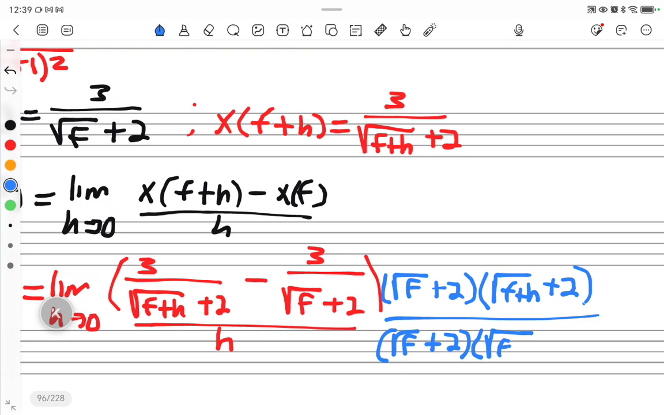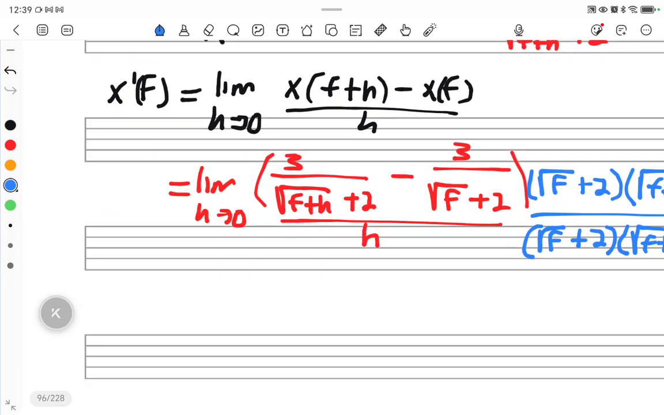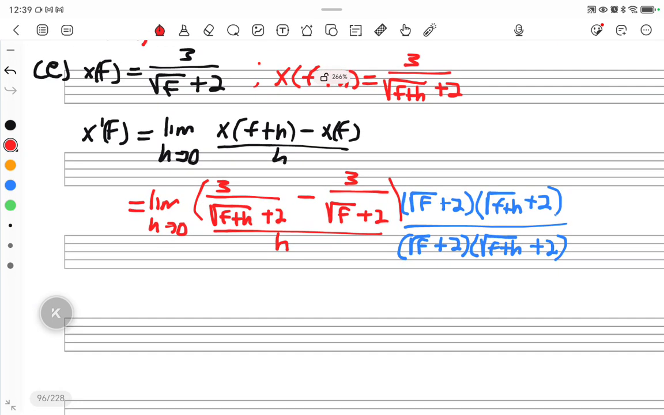Root of f plus h plus 2. Right? And then this would cause us to have the limit as h approaches 0 of, we know that this would cancel this. So we'll be left with root of f plus 2 here, minus, and then we know that this would cancel this. So we'll be left with root of f plus h plus 2.